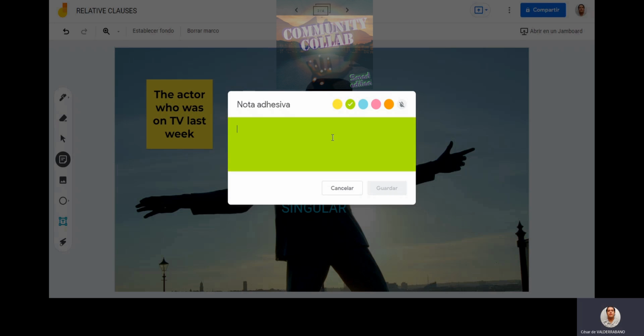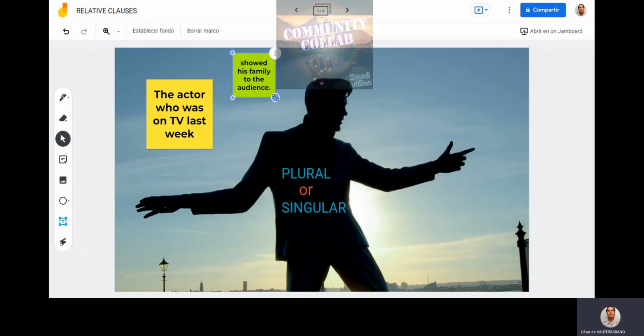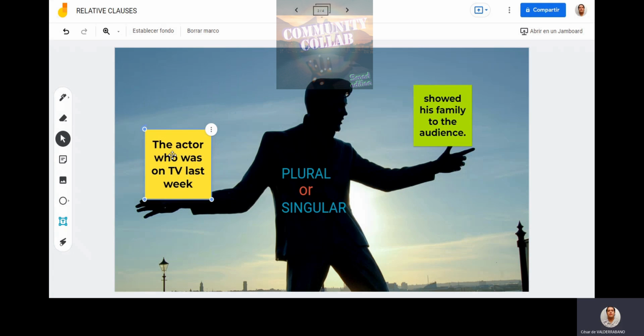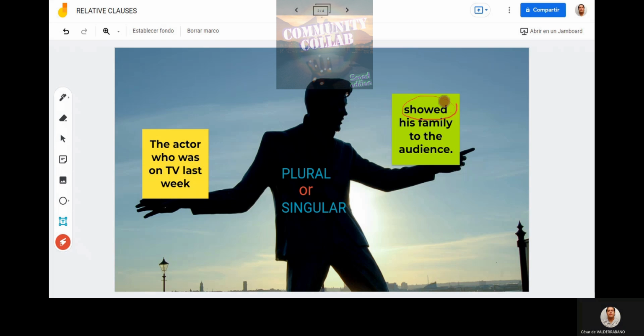Let's say, showed his family, okay, to the audience. Okay, like this, just like this. All right. So we have the actor who was on TV last week showed his family to the audience. Okay. Well, as you can see, we don't have any problems because the verb is in simple past. Okay, you can see showed is in simple past.